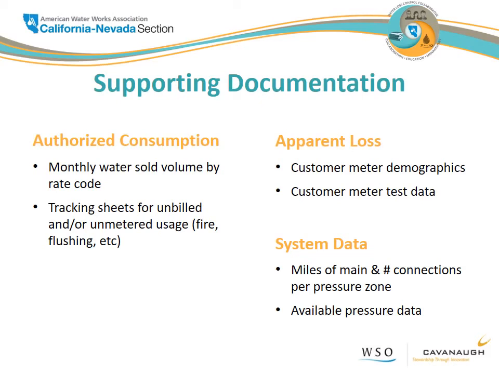So if you have a tiered structure, you might have a different rate for that first tier versus the second tier versus the third tier. You might have a different rate code for perhaps a residential versus a commercial use, etc. So to the extent that your billing software will accommodate, we would like to see the volume of water sold by month by rate code. If you have one of those billing softwares that is not quite as friendly at providing that, just do the best you can.